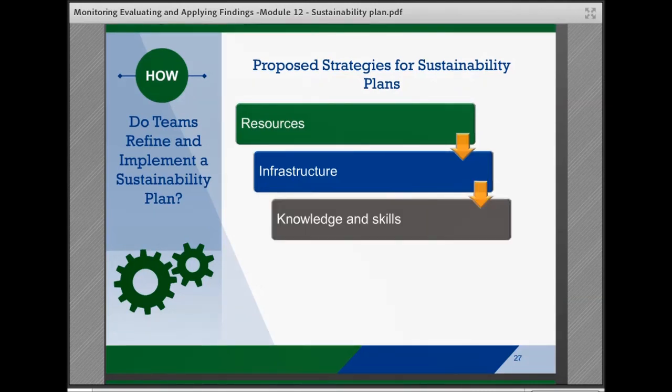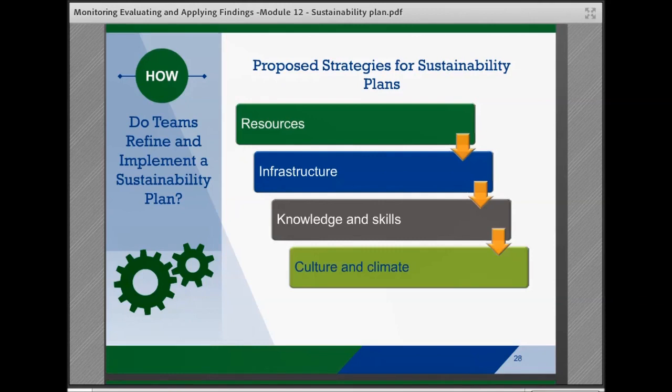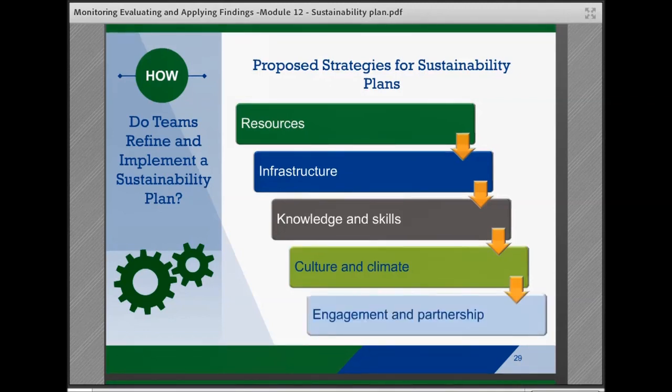Knowledge and skills. What supports need to be in place to sustain intervention-specific knowledge and skills to carry out service delivery, but also program management and evaluation knowledge and skills? Culture and climate. What strategies will continue to encourage buy-in and motivation for the intervention throughout the agency, as well as continuous improvement efforts for the intervention? And engagement in partnerships. What supports will be needed to sustain partnerships with system partners, community organizations, families, and youth to support service delivery?